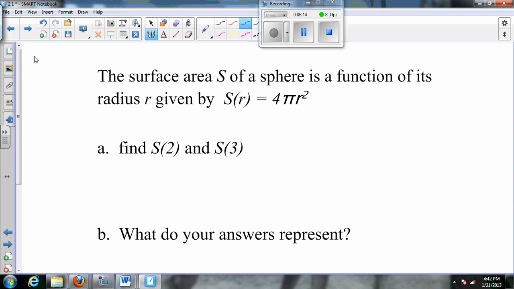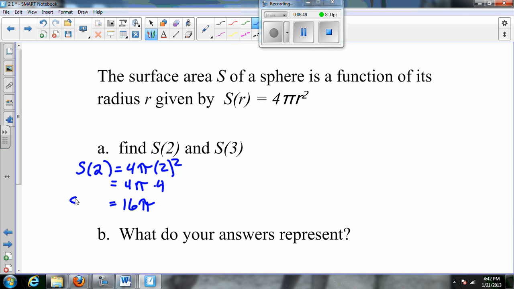If we use some word problems, the surface area S of a sphere is a function of its radius, r, given by S of r equals 4 pi r squared. Now we're going to find S of 2 and S of 3. So if we find S of 2, we replace r with 2. We get 4 pi times 2 squared. 2 squared is 4. And 4 times 4 is 16, so it goes to 16 pi. And let's leave it exact by using pi. So S of 2 is 16 pi.